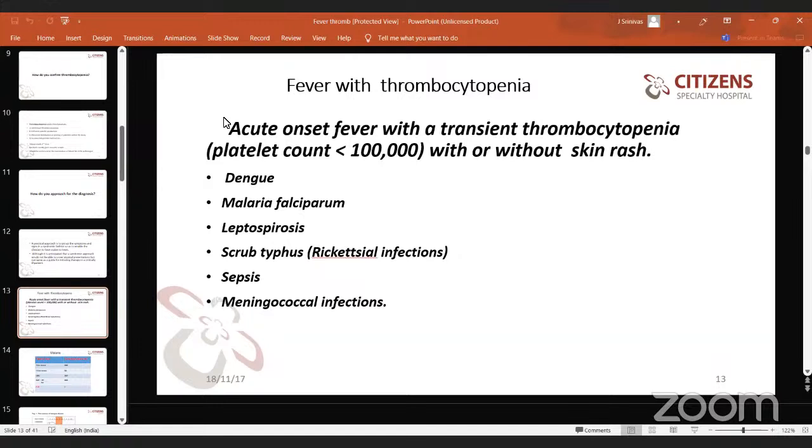Yes, sir. Common things we will discuss: tropical fevers. Four fevers, sir: malaria, dengue, leptospirosis, scrub typhus. Sepsis can also be covered. Most commonly we see sepsis with thrombocytopenia. Yes sir, we get sepsis patients, so we also see thrombocytopenia, most common.